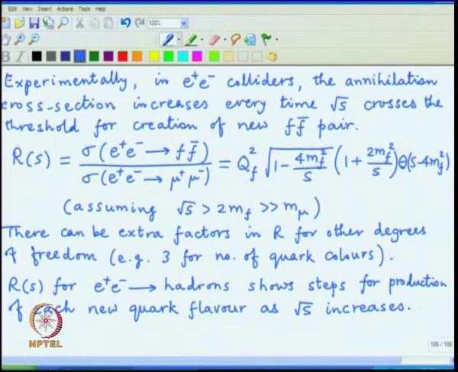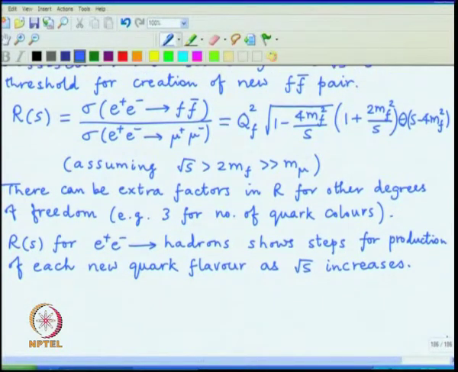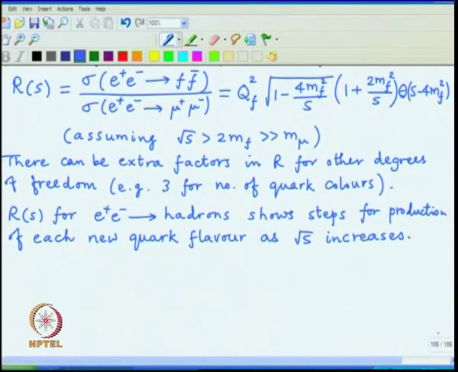So, this is as much as one can say about this behavior of this high energy cross section. One can analyze the behavior near the threshold itself.